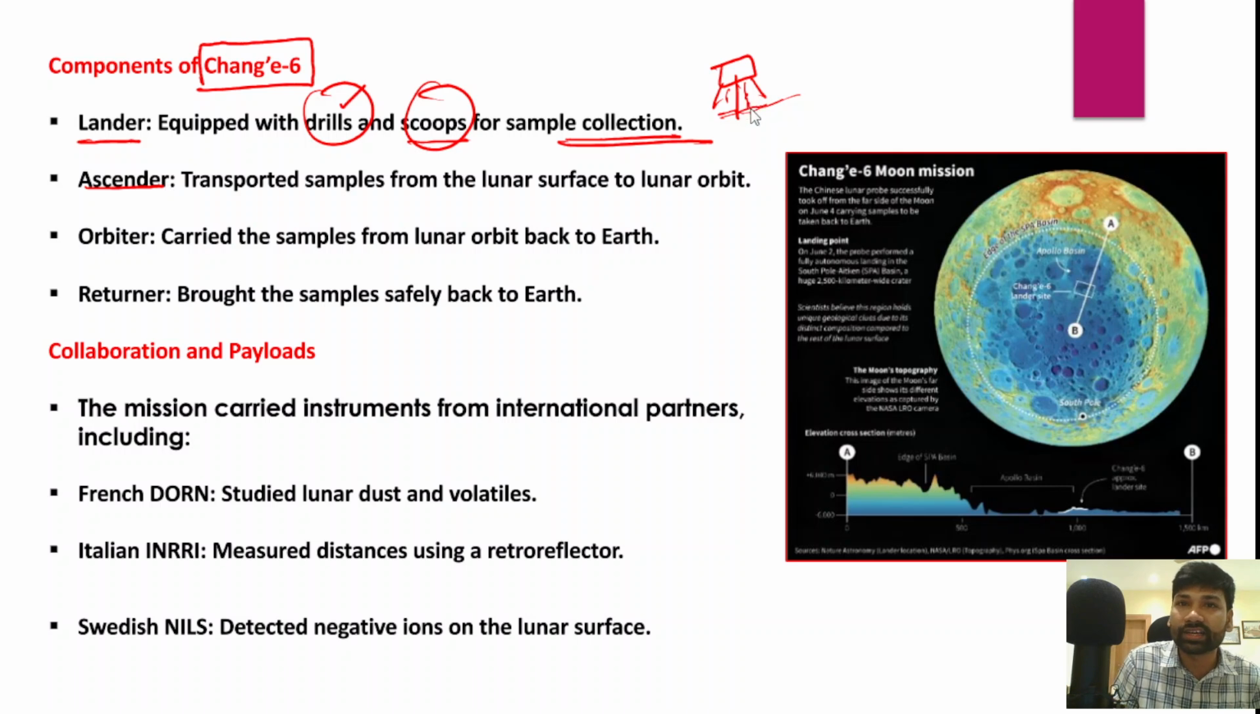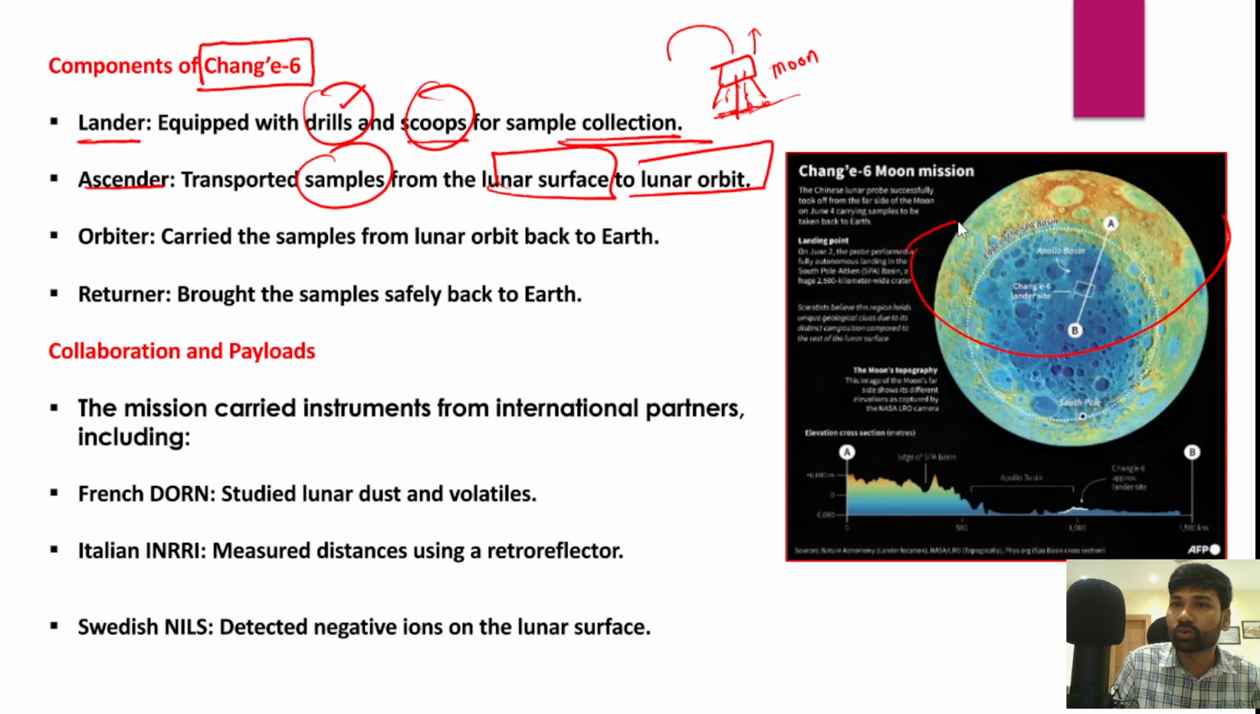Once it successfully collected the samples from the lunar surface, in order to bring those samples back to Earth, it needed to ascend, it needed to escape from the gravitational pull of the moon. So therefore, it also has an ascender, and this ascender transports samples from the lunar surface to the lunar orbit, right? So once it collected the samples, this ascender transports them from the lunar surface to the lunar orbit.